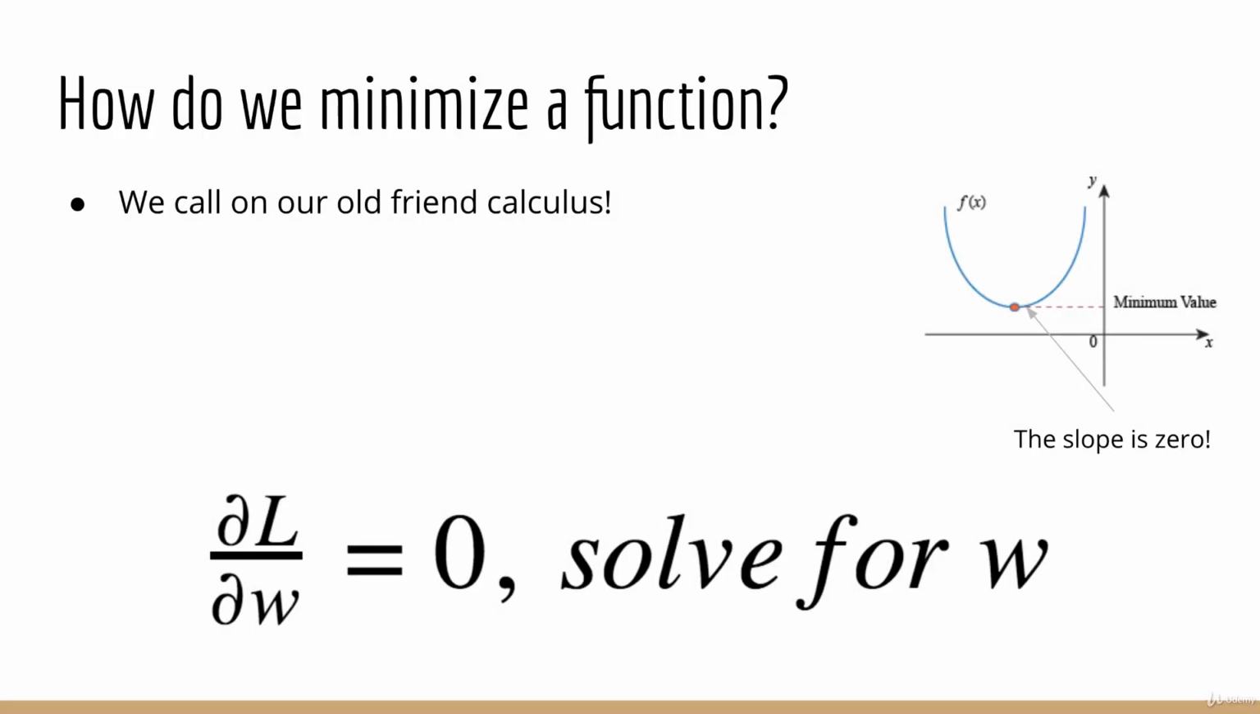The question now is, how do we minimize L with respect to the weights W? As usual, we turn to our old friend calculus. Whenever you want to minimize or maximize a function, you take its derivative or its gradient with respect to W and set it equal to 0. Then you solve for W. This makes sense because, as you can see, at a minimum or a maximum, the slope is 0.